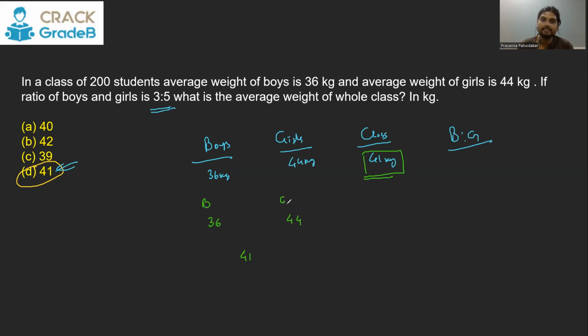This is the boys' average, this is the girls' average. All you have to do is take the difference between these two. So 44 minus 41, 3, you write it here. And take the difference between these two. The difference is 5. The ratio between these two differences is going to give us the ratio between boys and girls. So boys to girls is going to be 3:5, as it was given in this question.